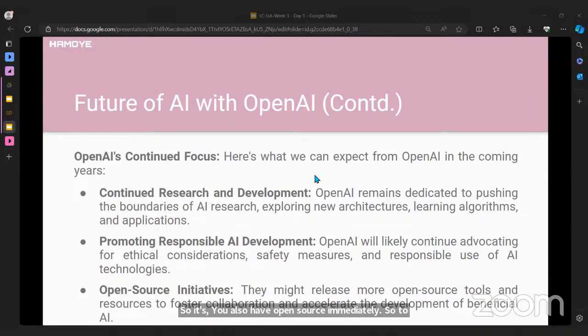To democratize AI benefits, OpenAI plans to release more open source tools and resources. These initiatives are designed to foster global collaboration and accelerate innovation in AI.